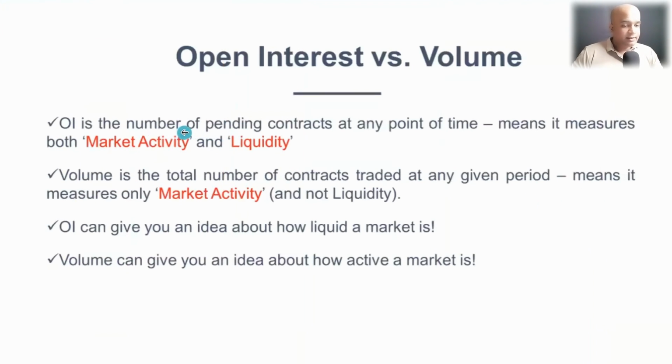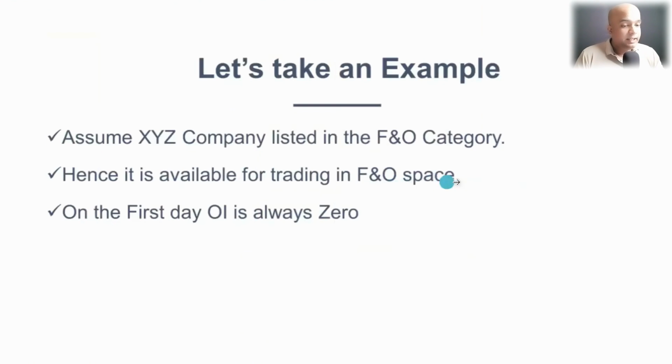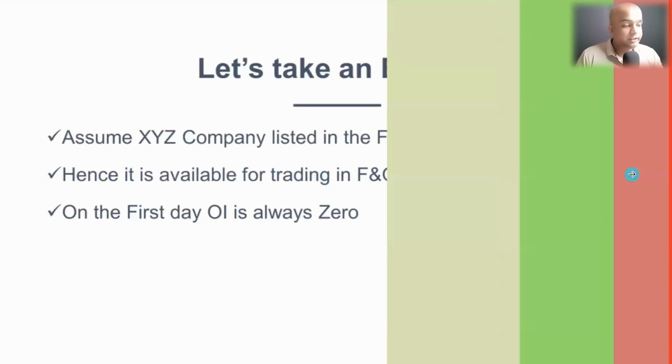So again, as I said, open interest gives more information about both activity and liquidity. Let's take an example. Suppose XYZ company is listed in the F&O category, and from tomorrow it is available for trading in F&O space. On the first day, before the market opens, OI is always zero.